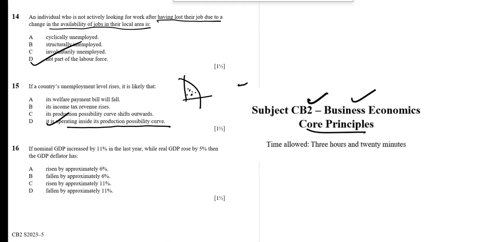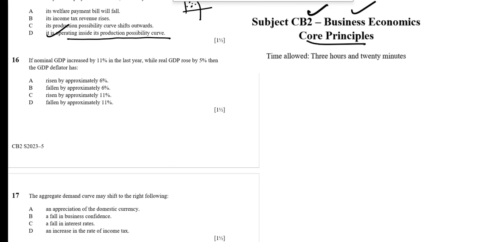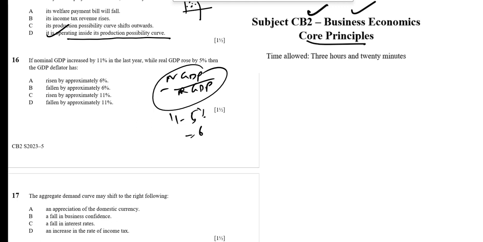Okay. Next is 16. The nominal GDP increased by 11% per year. The real GDP rose by 5%. Then the GDP deflator is nominal GDP by real GDP. So 16 is the difference between the two. So 11 minus 5 is 6%.